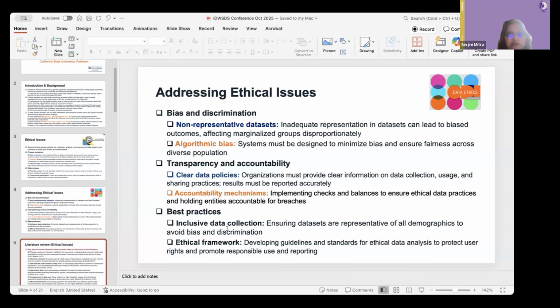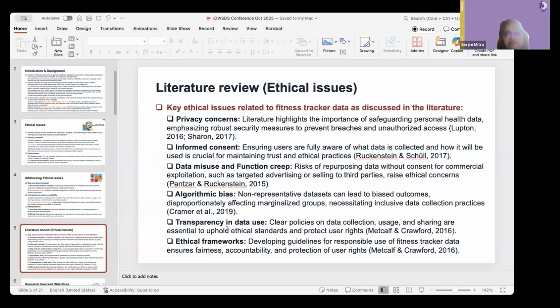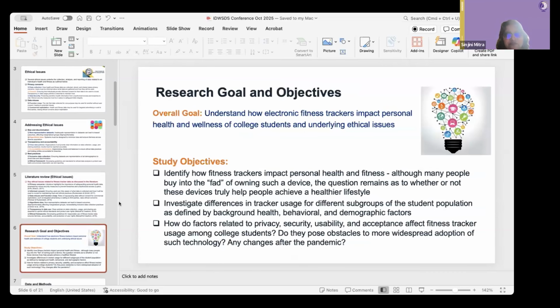So again, I'm just going to go through the things quickly. There's a brief overview of literature review of some of the ethical issues. They have been studied in the literature, obviously. All of the issues that I mentioned about privacy concerns, informed consent, misuse, biases, transparency, ethical framework, these are all resources that address some of these issues and discuss some of these situations.